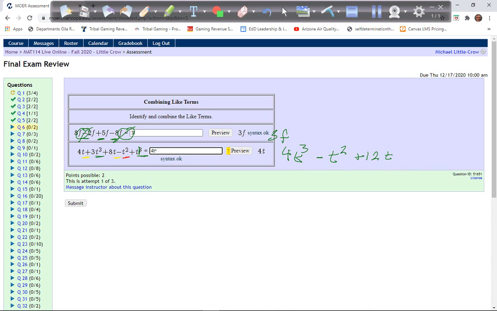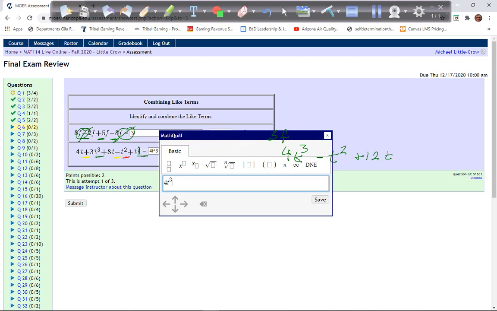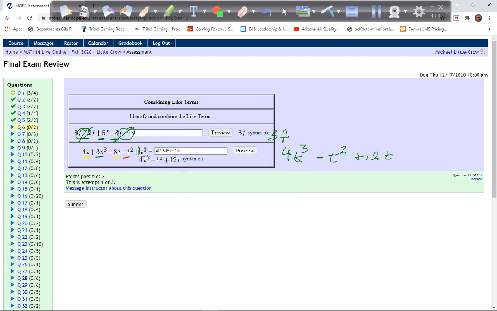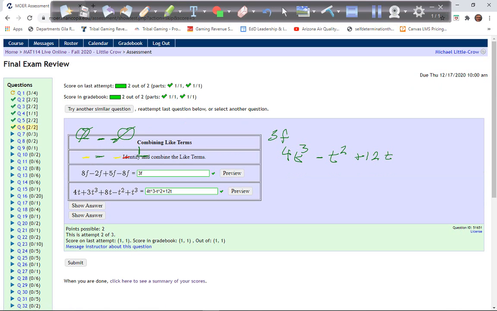And there's this little caret thing here we can use. Or remember, you can always click on this, and sometimes that's a little bit nicer as far as formatting, because then you have to arrow out plus 12t. Okay, save that, shows it like that. You'll submit it, and we're all good.